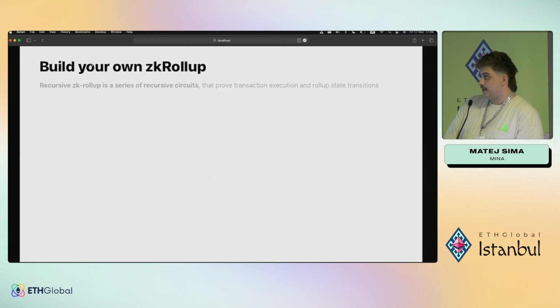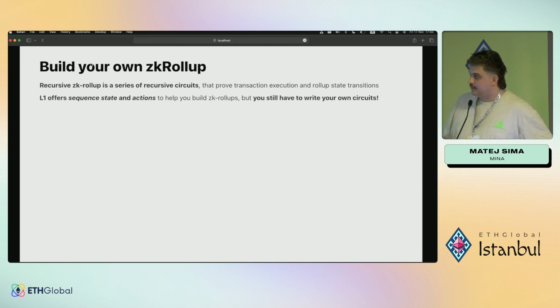So let's build your own ZK rollup. A recursive ZK rollup is again just a series of recursive ZK circuits. We've seen a ZK program before. A ZK rollup is just a lot of ZK programs, and we provide the interface to make it as simple as possible for you, so you can focus on building your app instead of building infrastructure. Every user transaction in the rollup is essentially running a ZK program that results in state transitions, same as the account updates, and we prove all of that for you.